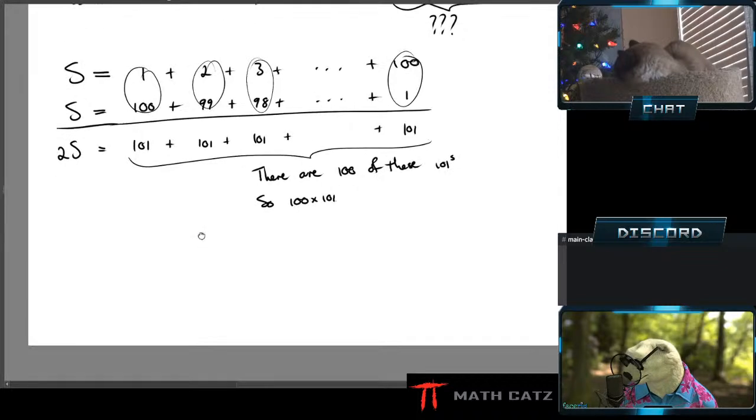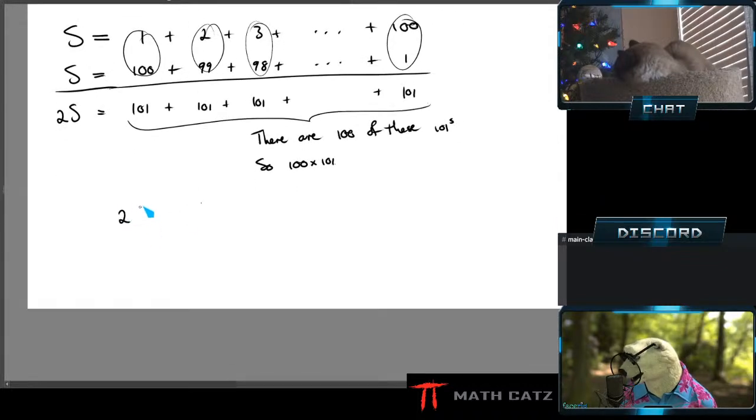That means 2 times the value of S, which is what I'm ultimately looking for, is 100 times 101. So S equals 100 times 101 over 2. Now, I don't want to calculate this because this is a specific example and not actually what I'm trying to do.